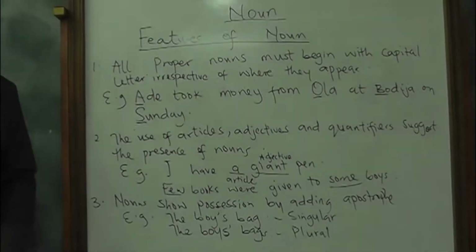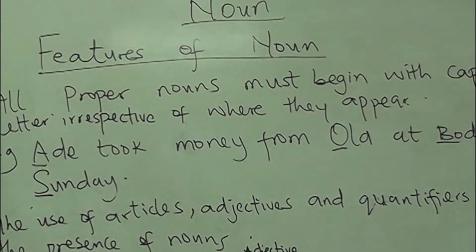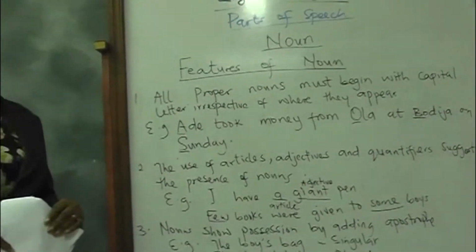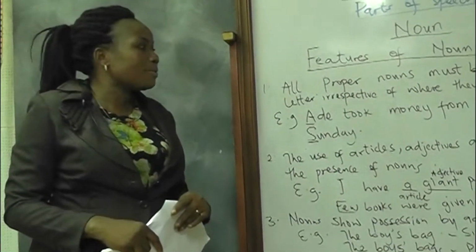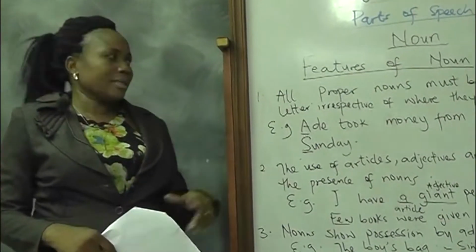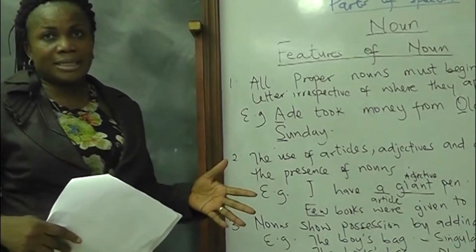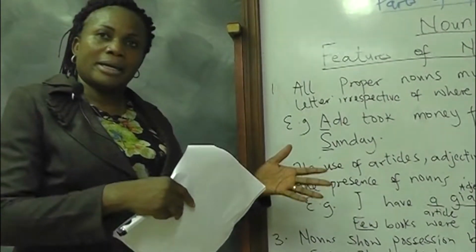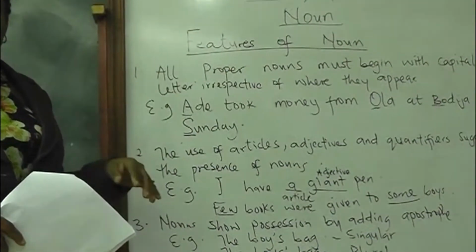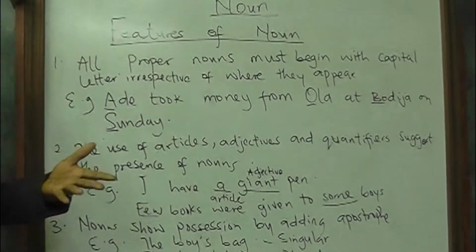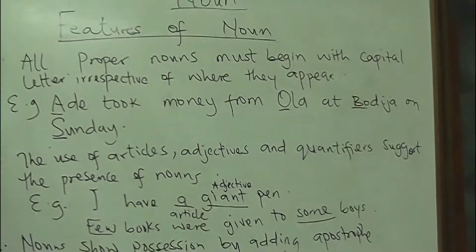Now we want to look at the features of noun. What do I mean by features? Characteristics peculiar to nouns. We discussed the proper noun earlier on. Now we are reiterating that all proper nouns must begin with capital letter irrespective of where they appear. The example on the board indicates that Ade is a proper noun. Although it's beginning the sentence, so it's expected that it begins with the capital letter. Took money from Ola, another name. The O. Most of us, when we write, even our name, disrespect it, we begin our name with small letter, which is not good at all.